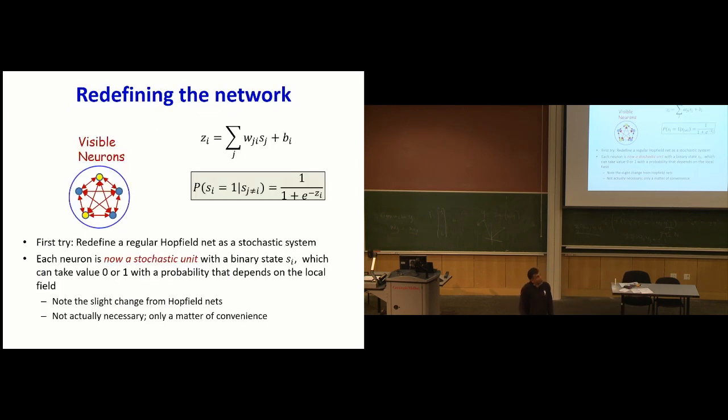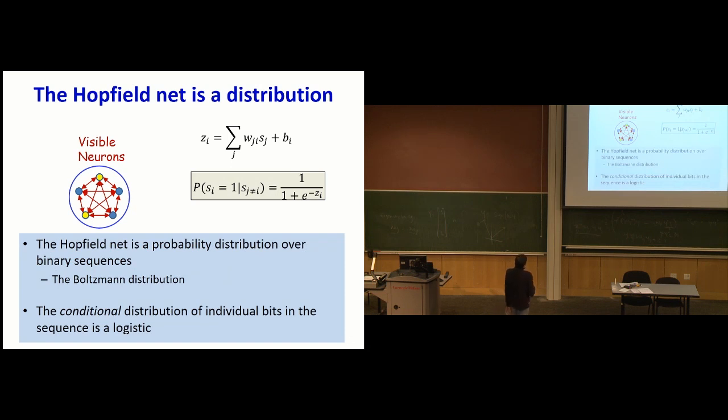Now, what does this really mean in terms of the evolution of a Boltzmann machine? I'm going to define a Hopfield network now as a stochastic system. Each neuron is now a stochastic unit with a state Si. And this Si is going to take either value 1, or in this case 0, I'm going to change it from minus 1 to 0, based on this affine combination, based on the logistic function, which is computed using all the other neurons. So this ends up looking like a single layer of an MLP, except with loops, where the activations are sigmoids, right? So very beautiful. The Hopfield network is a probability distribution over binary sequences, and the conditional distribution of the individual bits is a logistic function.